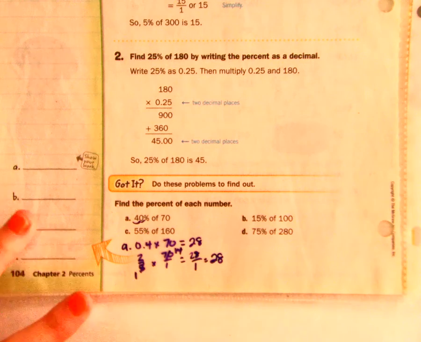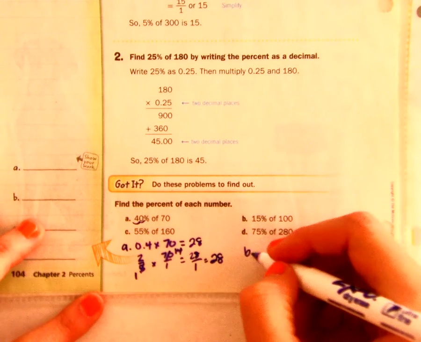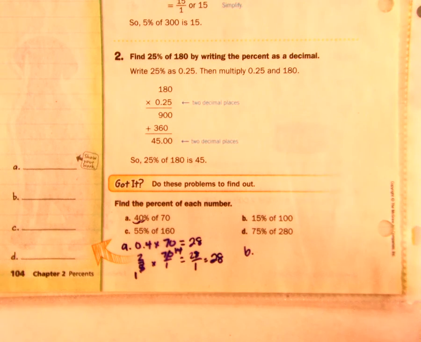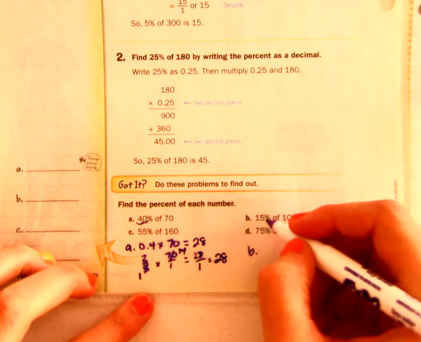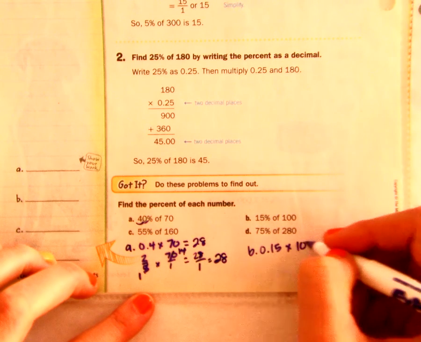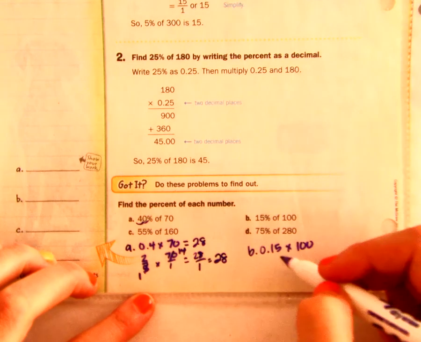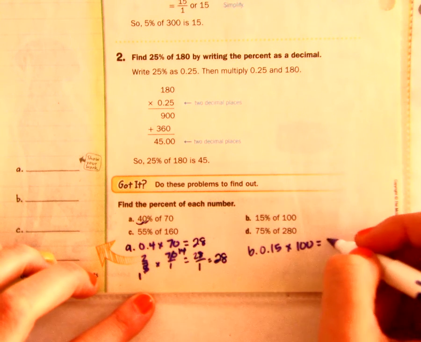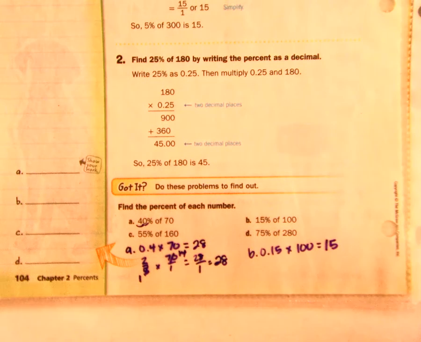Example B, I have 15% of 100. So again, I'm going to change my 15% to a decimal because I don't really know that fraction off the top of my head. So 15% as a decimal is 15/100. Of means to multiply, 100. So again, I take 15/100 times 100, and I get 15. So my answer would be 15.